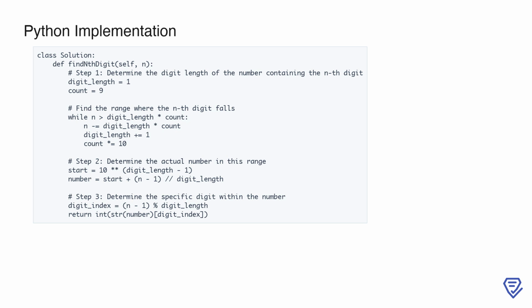The algorithm is efficient, as it avoids constructing the massive concatenated sequence directly. The time complexity is O(log n), where n determines how many digit ranges need to be processed. This ensures the solution is scalable for large values of n.